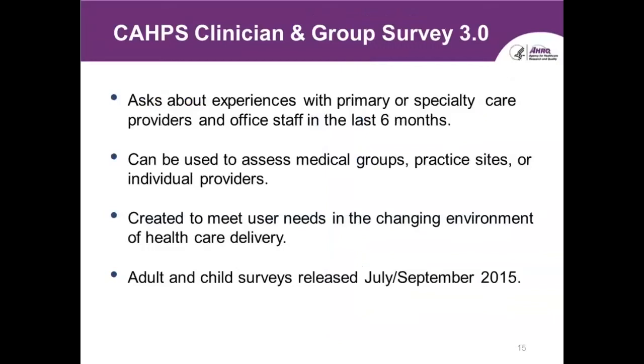So the CAHPS Clinician and Group Survey 3.0 was released 5 years ago. So I'm giving a little history now. That survey asked about experiences with primary and specialty care delivered by medical groups, physicians, and other healthcare providers during the last 6 months. The 3.0 survey was a revision to the previous 2.0 survey by adding a care coordination composite and eliminating some of the items in the access and communication composites. There's a version of the 3.0 survey for care delivered to adults and another for care given to children. Next slide, please.